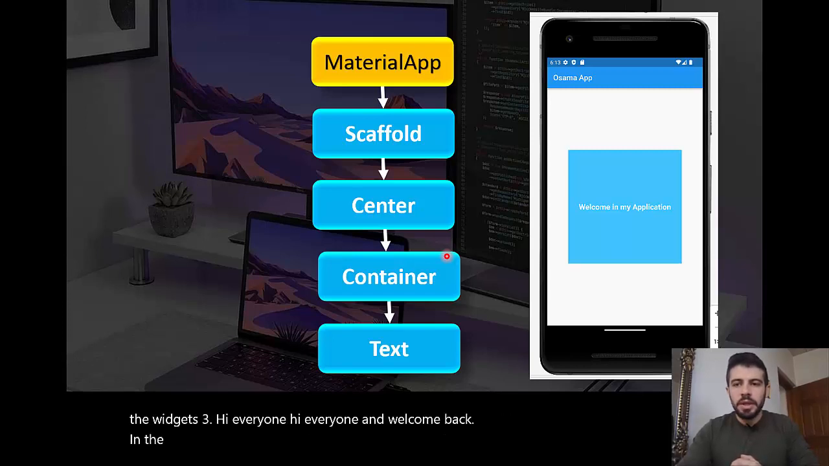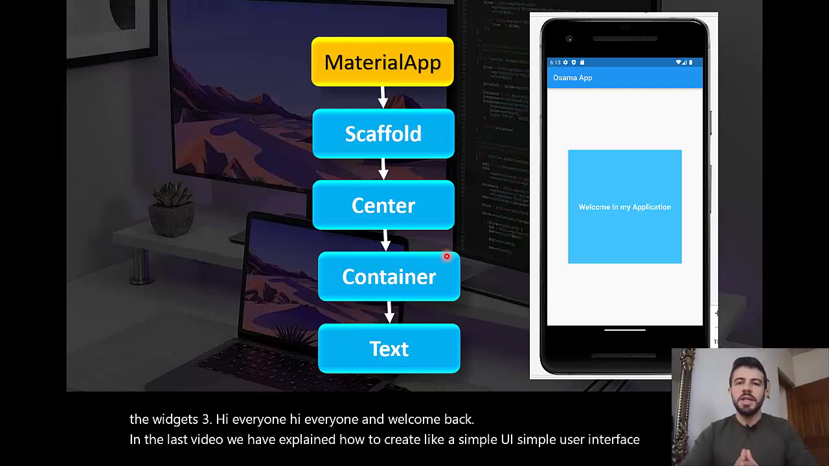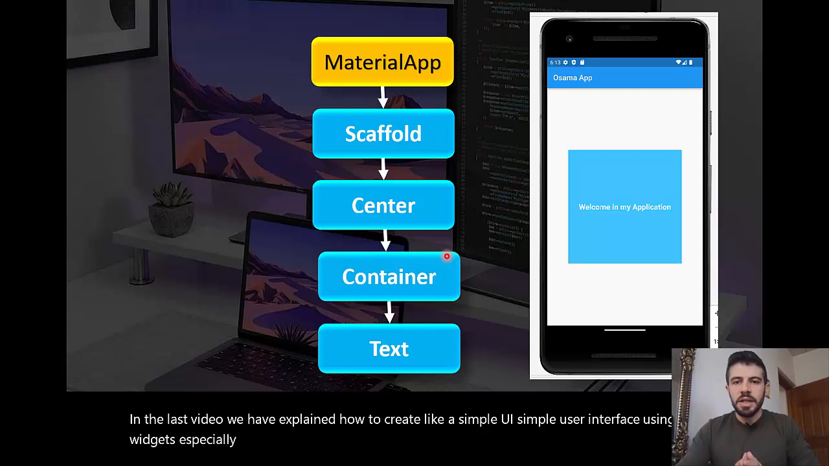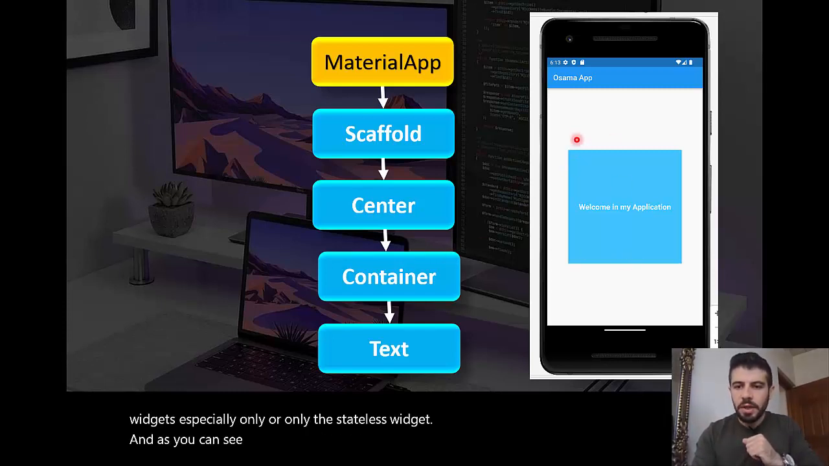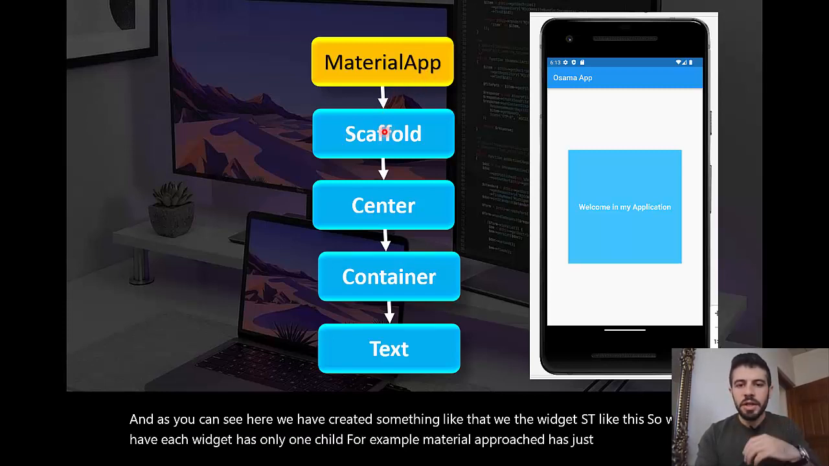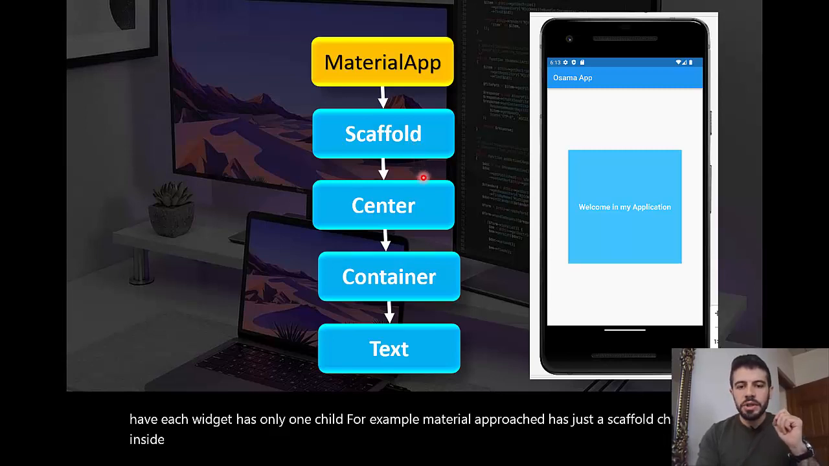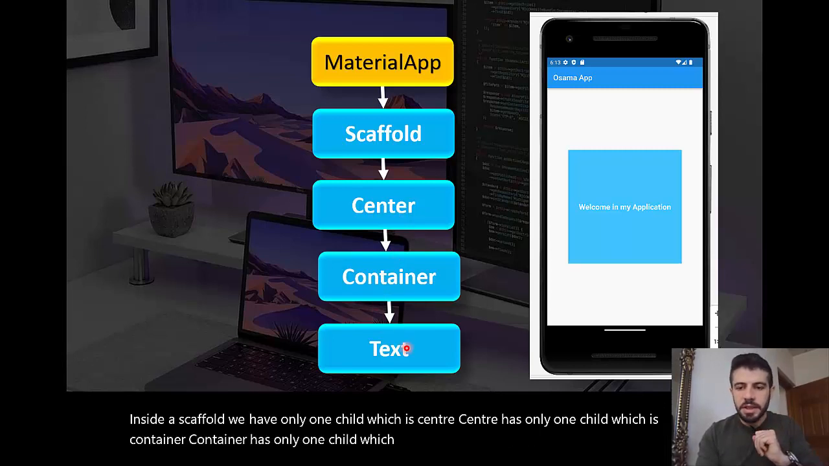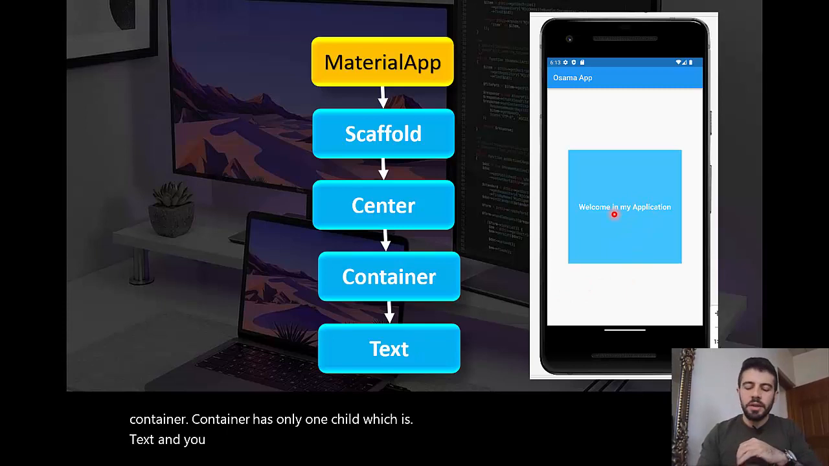In the last video I explained how to create a simple user interface using widgets, especially only the stateless widget. And as you can see here, we have created something like that. Each widget has only one child. For example, the material app widget has just a scaffold child. Inside a scaffold, we have only one child, which is center. Center has only one child, which is container. Container has only one child, which is text. And you can see it is something like that.